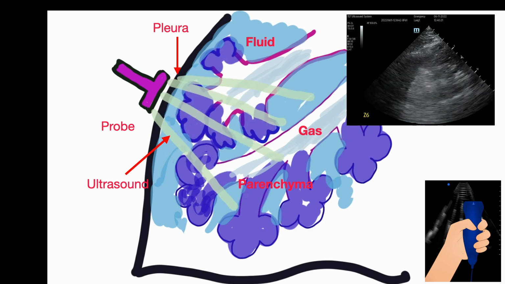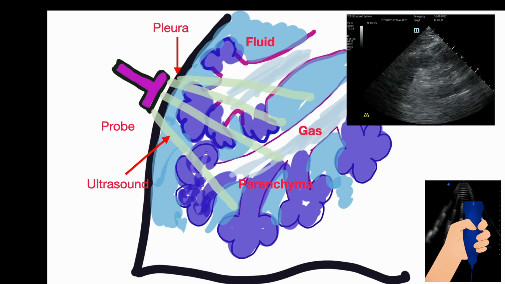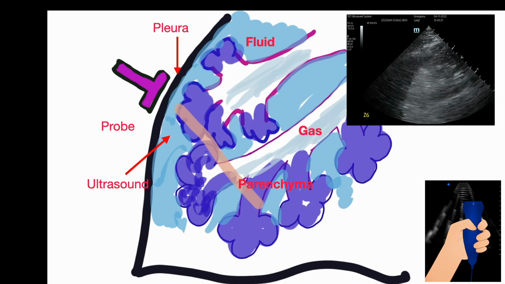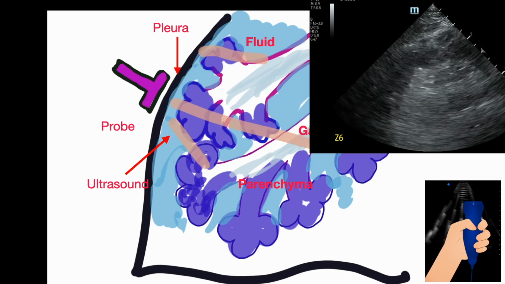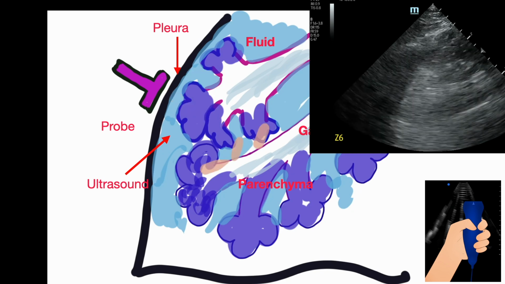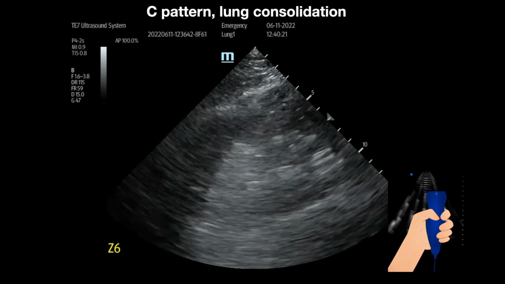Sometimes we refer to this as hepatization because it looks similar to the liver, just like hepatization in pathology, where the lung looks similar to the liver. So we have a clearly consolidated image here, and now we're going to talk about it.